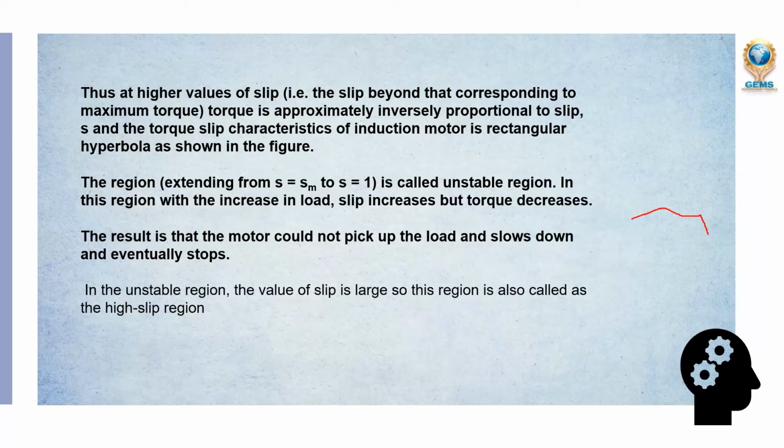So what will happen in this condition? The motor will not pick up the load, and slowly the motor will stop. In the unstable region the value of slip is large, so it is called the high slip region.